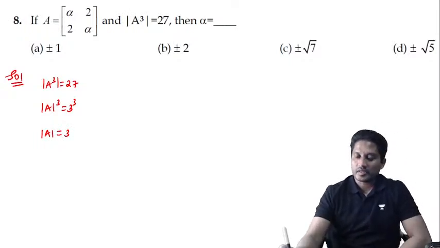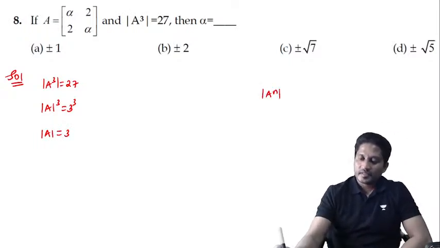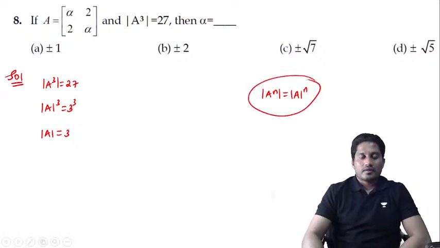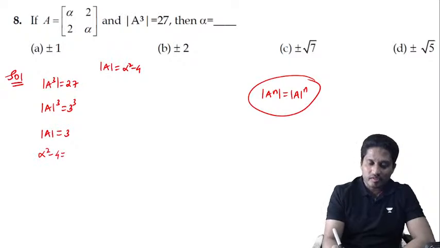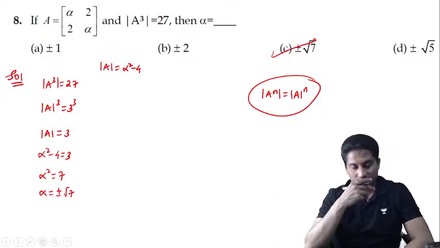If I have determinant A power n, this is same as determinant A whole power n. Okay, now determinant A value will be equal to alpha square minus 4. This is alpha square minus 4 is equal to 3. Alpha square is equal to 7. Alpha is equal to plus minus root of 7. That is answer option C. Is that clear, guys?